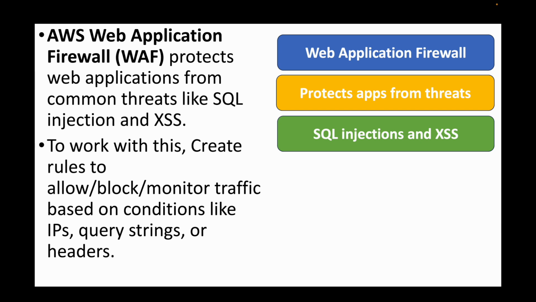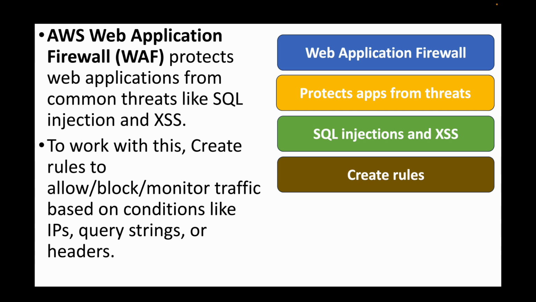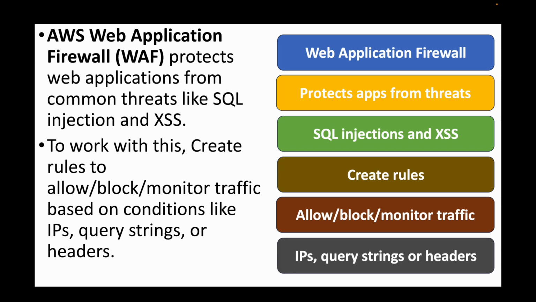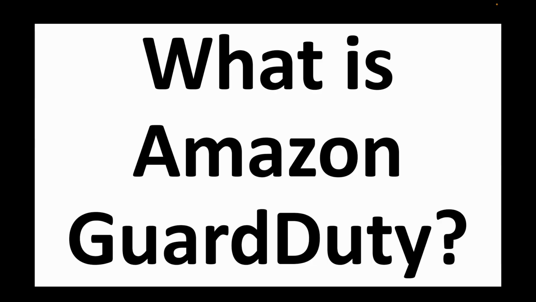Now to work with this, you will begin with creating rules. Now these rules can be to allow traffic, block traffic, or monitor your traffic. And you can define these rules based on conditions. So conditions could be like, you want to block your traffic from certain IPs, or you want to block certain query strings, or any headers, or you want to allow certain headers. You can define all those rules in your WAF, and it will start acting as a firewall for your web application.